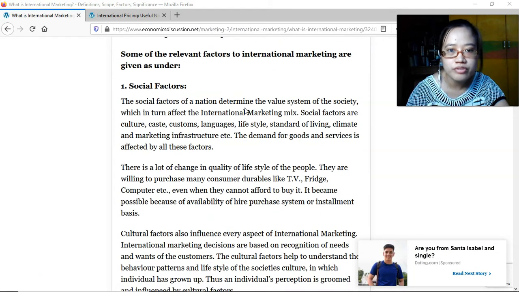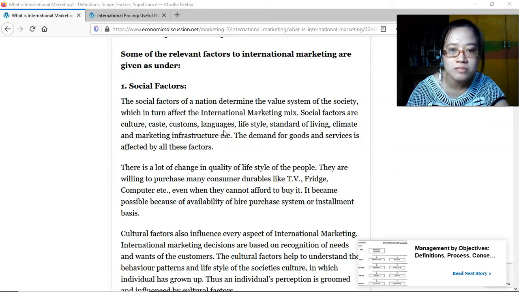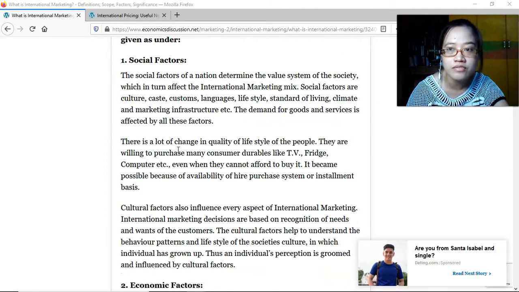Relevant factors, social factors, determine the value system of the society, culture, beliefs, which in turn affect the international marketing mix. Social factors include culture, caste, customs, languages, lifestyle, standard of living, climate, and marketing infrastructure. The demand for goods and services is affected by all these factors.